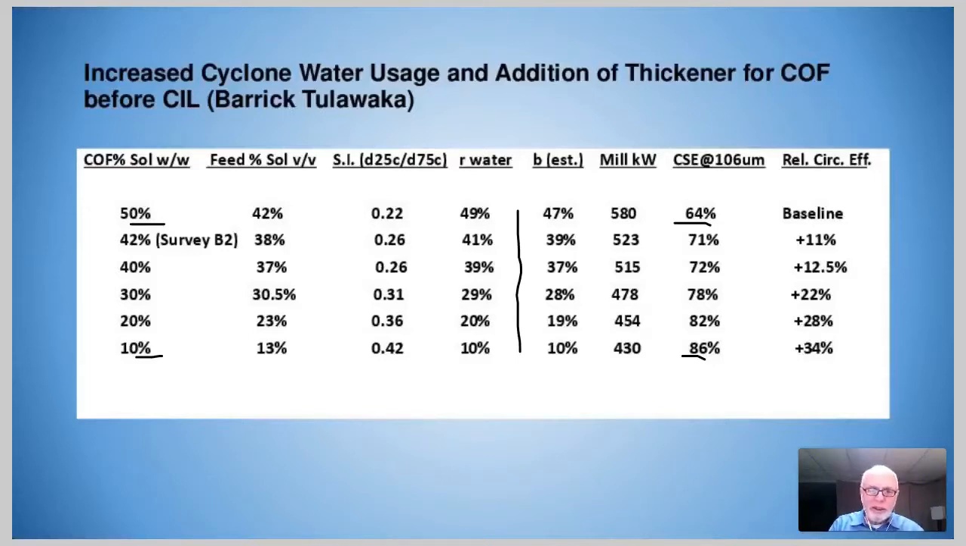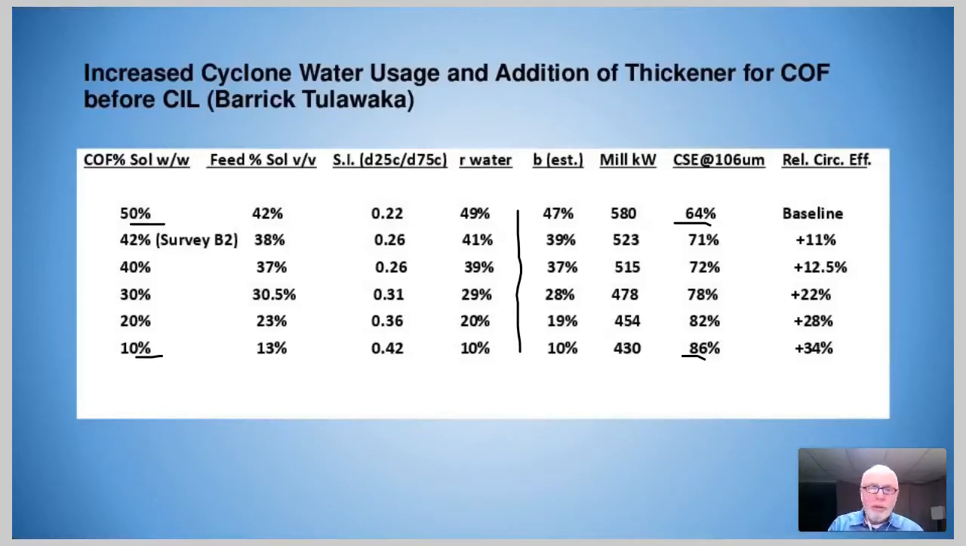Another important thing we can note from this is the large reduction in overgrinding. In the base case, 64% of our energy is being used effectively, 36% is being wasted. So we're actually wasting 36% of 580 kilowatts, which is about 210 kilowatts. In the optimized case of 10% solids in the cyclone overflow, we're now only wasting 14% of our energy. 14% of the required 430 kilowatts is 60 kilowatts.